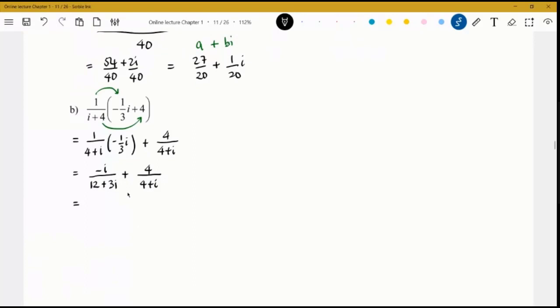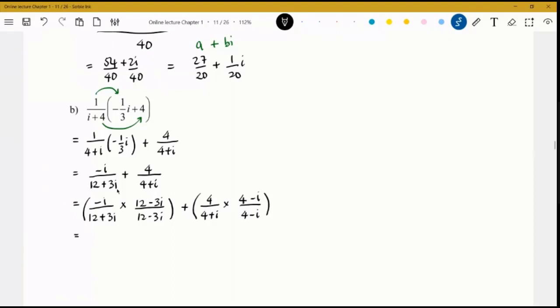Okay. So we know that we have complex number on the denominator. It means you have to rationalize by multiplying with the conjugate. So conjugate untuk 12 plus 3i apa? So, conjugate. 12 tolak 3i. Okay, 12 minus 3i. And then for this one will be times with 4 minus i over 4 minus i. Okay, baru kita akan expand one by one.